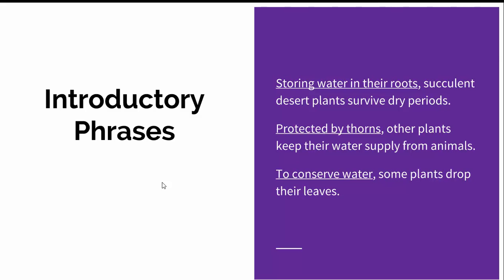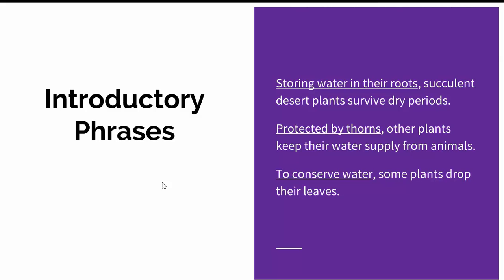And our last one, to conserve water, some plants drop their leaves. To conserve water is our introductory phrase, so we need a comma after it. Again, another flag to look for: sentences that start with the word to, T-O. Often, not always, but often means we're going to need a comma coming up soon in the sentence.